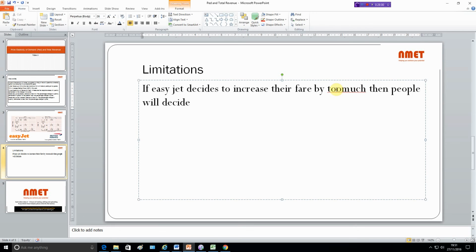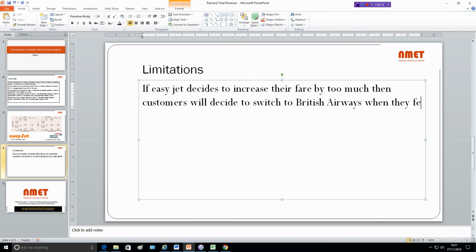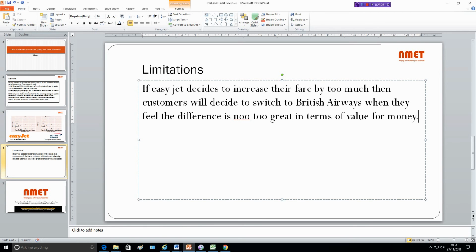If they decide to increase their fare by too much, then customers will decide to switch to British Airways when they feel the difference is not too great in terms of value for money. So they'll say, I'm better off traveling British Airways. Okay, so I'll pay that £10 extra, if EasyJet is going to charge me £70 and British Airways is only charging me £80.